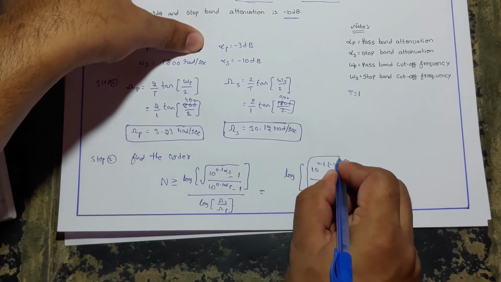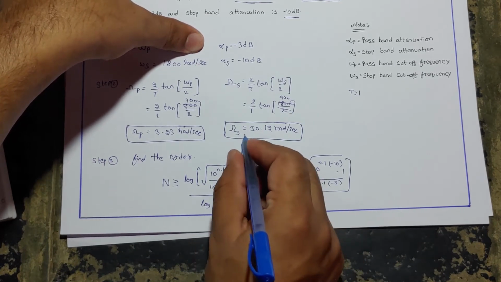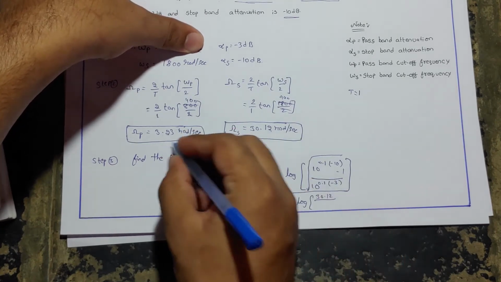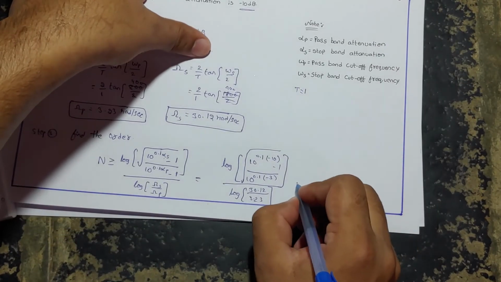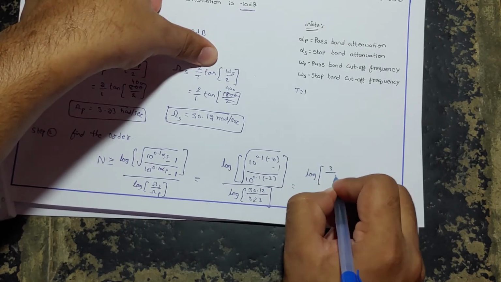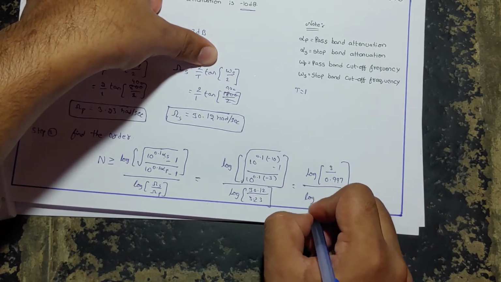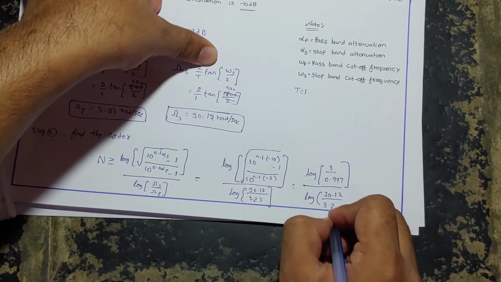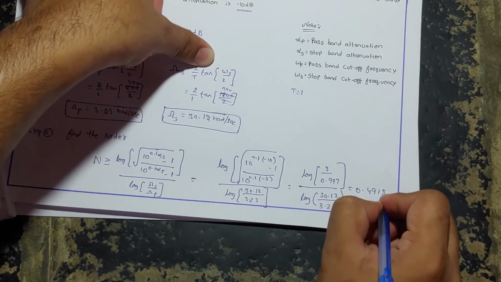minus 1 by 10 to the power of 0.1, passband attenuation is minus 3, which is square root, by log of stop band omega c, which is equal to omega s, is equal to 30.12 by 3.23. Here this value will be equal to log of 3 by 0.997 by log of 30.12 by 3.23, which is equal to 0.4913.